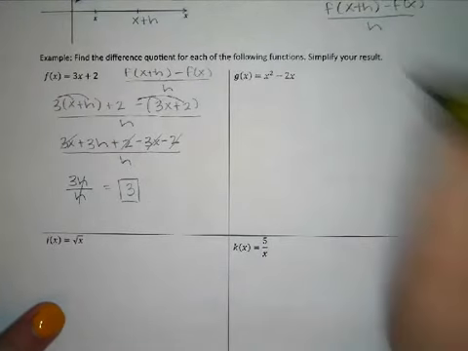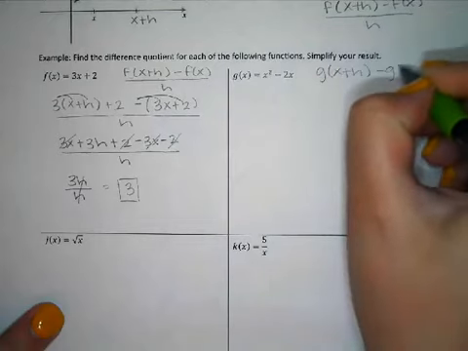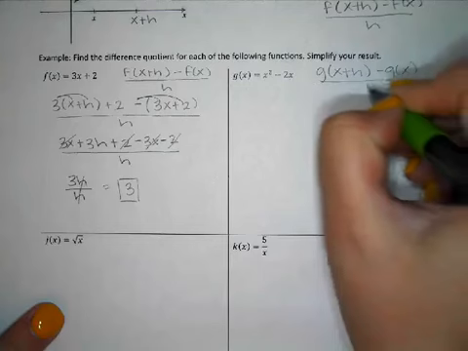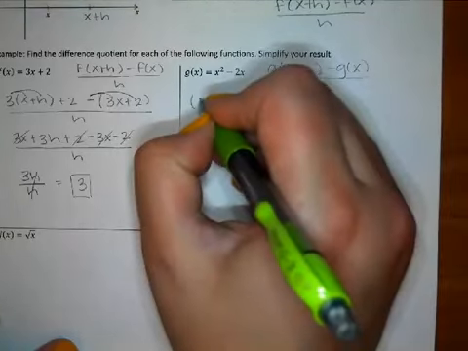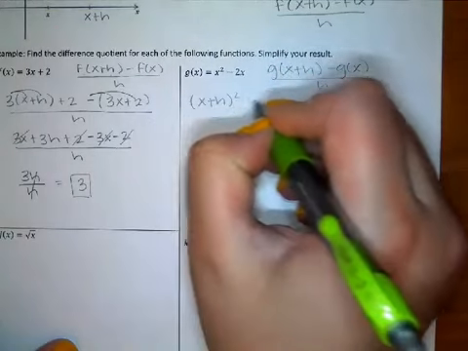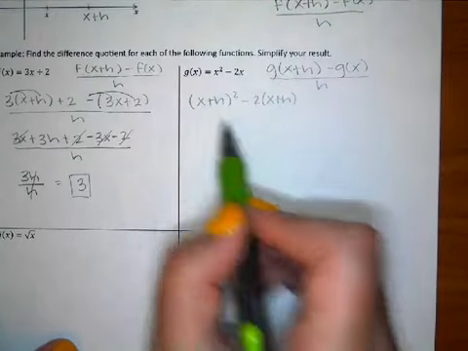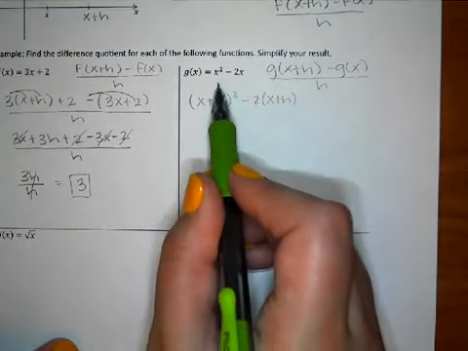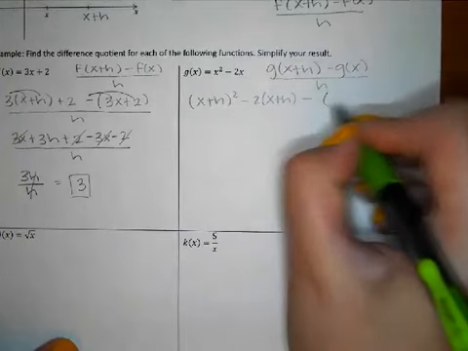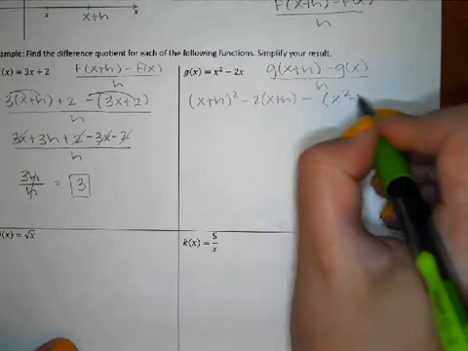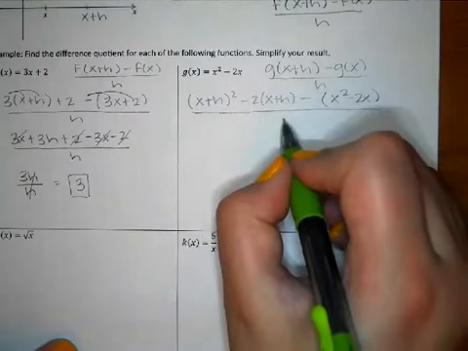So this one, it's g instead of f, so we're going to say g of x plus h minus g of x divided by h. So g of x plus h would be (x plus h) squared minus 2(x plus h). So I took the function and I plugged x plus h in for x. Then I'm just going to minus off the whole function. So minus x squared minus 2x. And this whole thing is going to be divided by h.